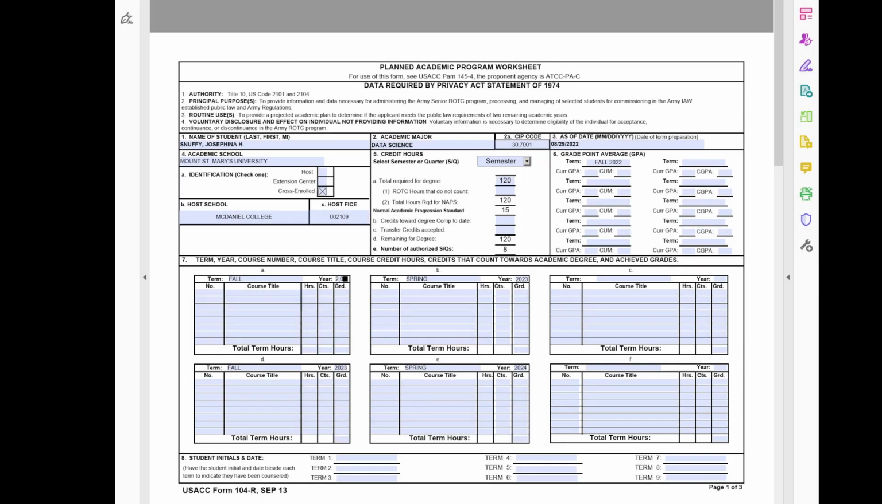In the last video, we filled out the basic admin information in blocks 1 through 6 for Cadet Snuffy. In this video, we're going to complete block 7.